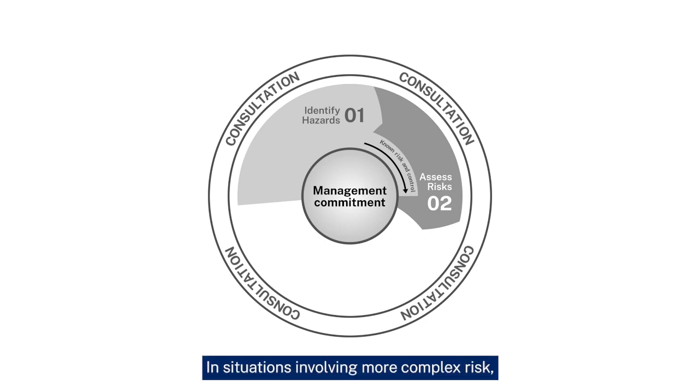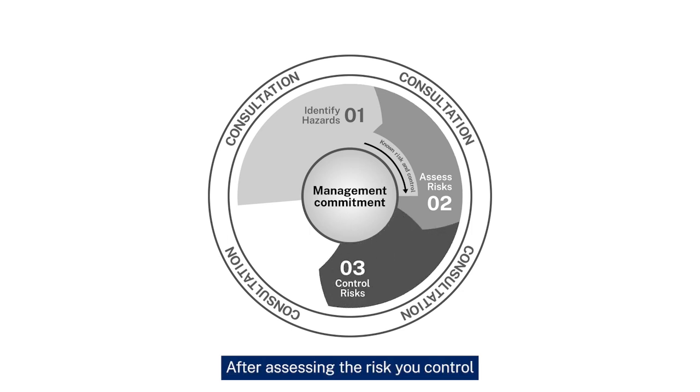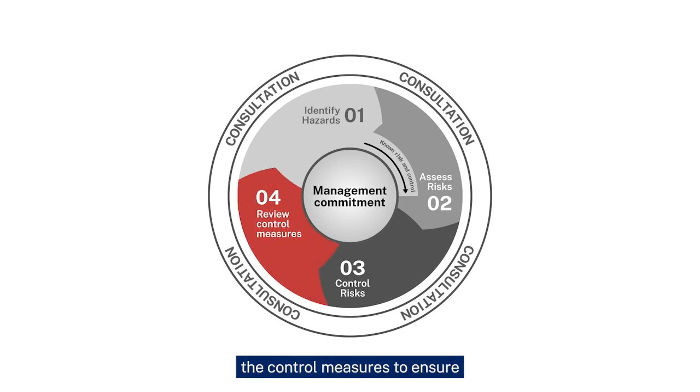In situations involving more complex risks, for example, the risk of exposure to heat-related illness, the hazards or the influencing factors can be different for different people. There's no recommended one-size-fits-all controls and therefore should be assessed. After assessing the risk, you control the risk using the hierarchy of controls. You implement the most effective control measure that's reasonably practicable in the circumstances. And then the last step is to review the control measures to ensure that they're working as planned.